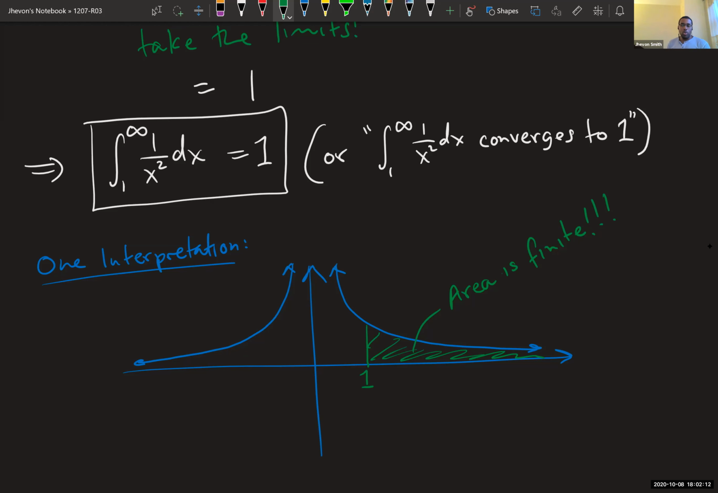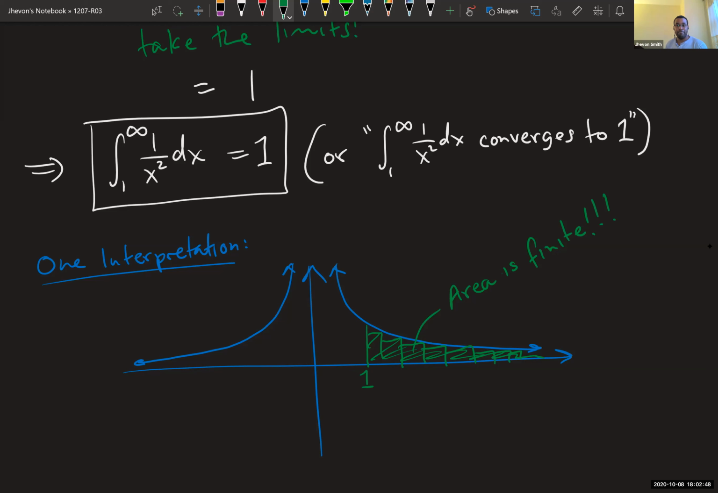What do you mean? I'd have to add up an infinite number of rectangles, and it's kind of weird to think about it at this point. But this is actually an important interpretation, and we'll talk about it a little bit as we move on. But yeah, the area under this curve from 1 to infinity, 1 to forever, is actually 1.